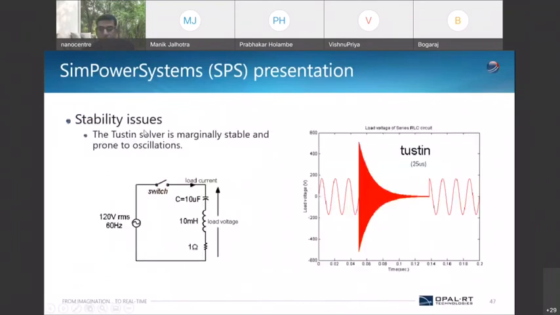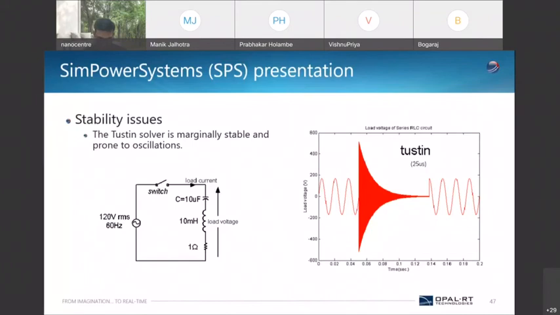Apart from this particular time limit issue, there is an issue related to stability as well. As we can see from this figure, when the switch is made to open at 0.05 seconds, since the solver is marginally stable, this particular topology is prone to oscillations, and we can see a high oscillation in the graph of the load voltage profile.